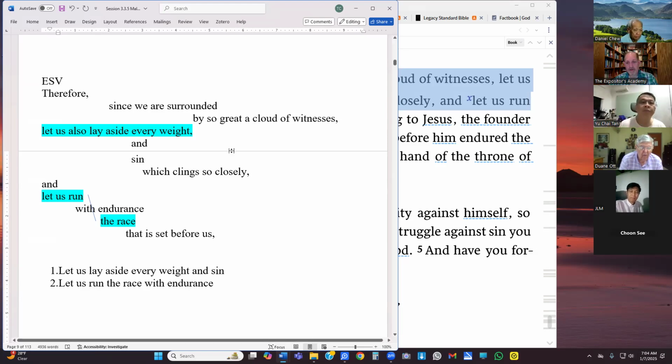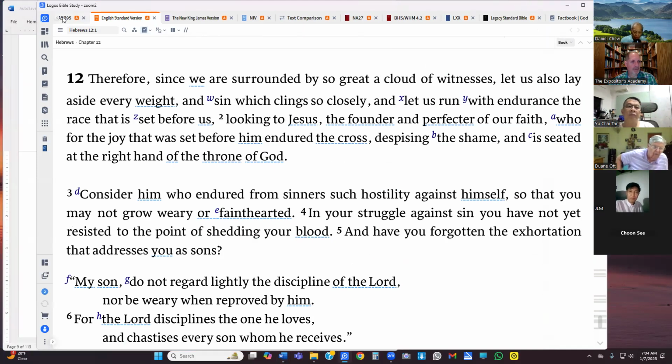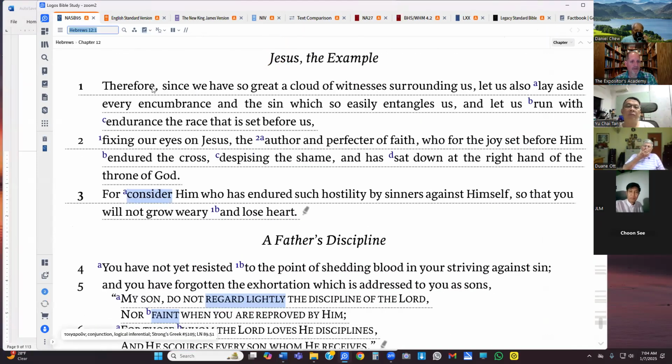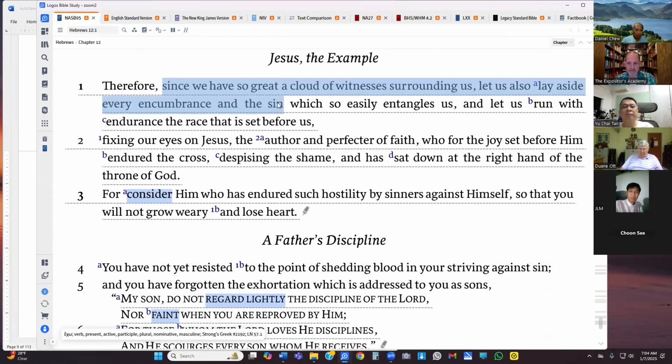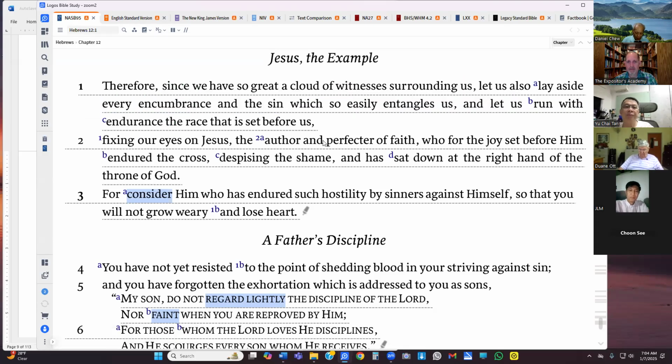All right, this is the ESV. And by the way, the New American Standard is almost the same. I can show you that here. New American Standard does the same thing. Since we have so great a cloud of witnesses surrounding us, let us lay aside every encumbrance and the sin, and let us run with endurance. So two independent clauses. Now let's look at the Legacy Standard.